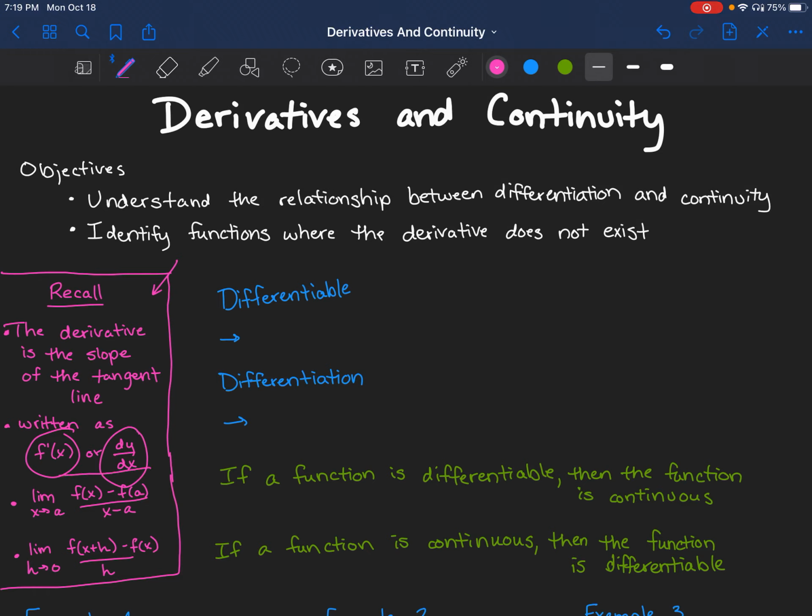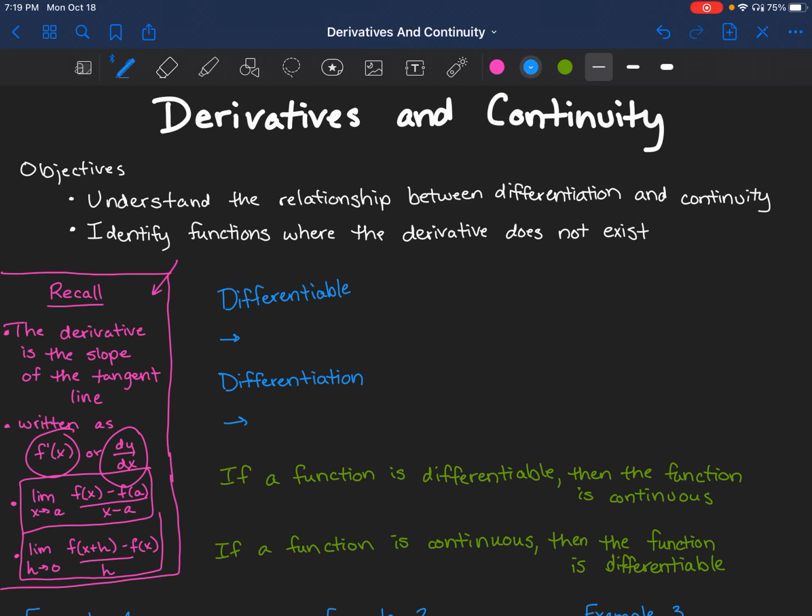We have two formulas. The first one is specifically used to find the derivative at a point. It's f of x minus f of a divided by x minus a, and we take the limit as x goes to a. The second one is the one that involves the difference quotient, which is f of x plus h minus f of x divided by h, and the limit as h goes to 0. Now, again, these are our formulas. They're very, very helpful to have memorized, so please make sure you try to memorize them.